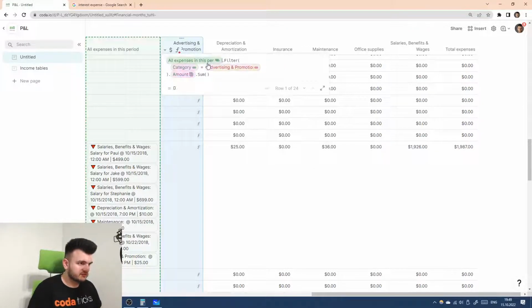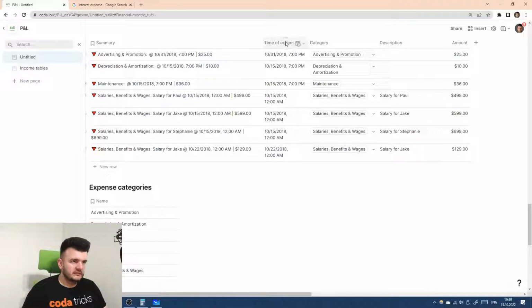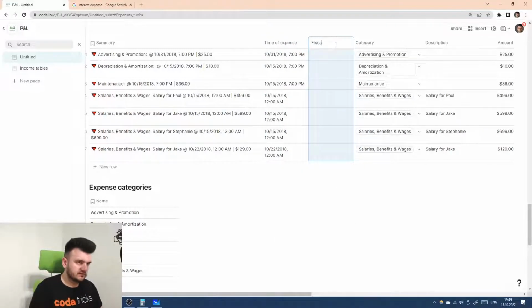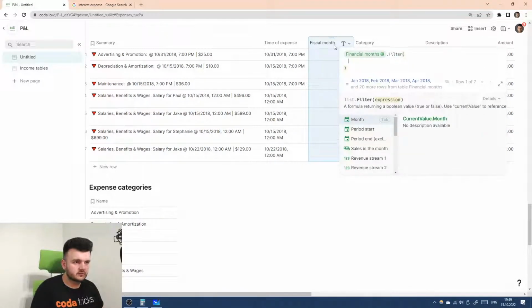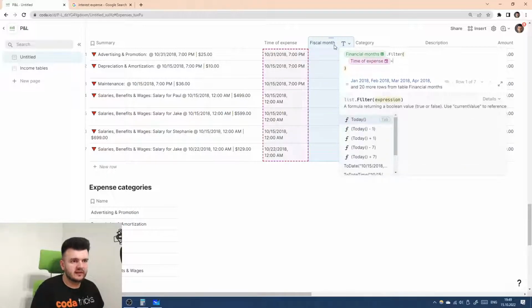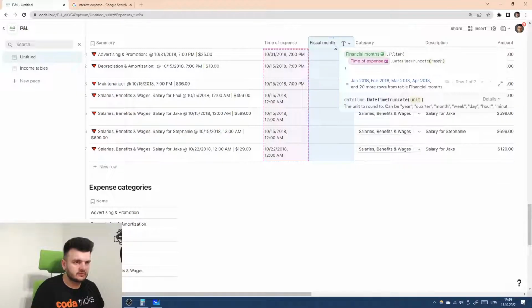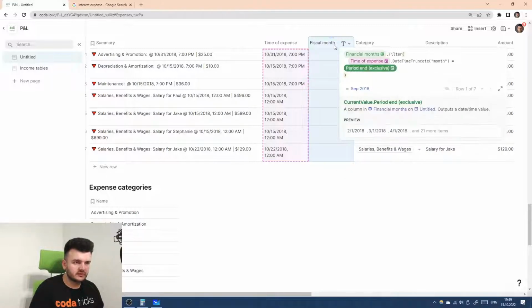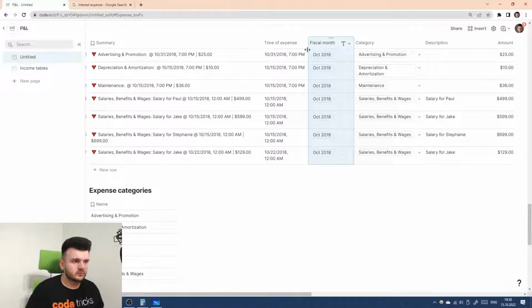All expenses in this period. What you will do then, you will have the time of expense and you will make a lookup to the fiscal month to already find the financial months, filter where time of expense, truncate to month, equals the fiscal month's period start. That's one way to do it.